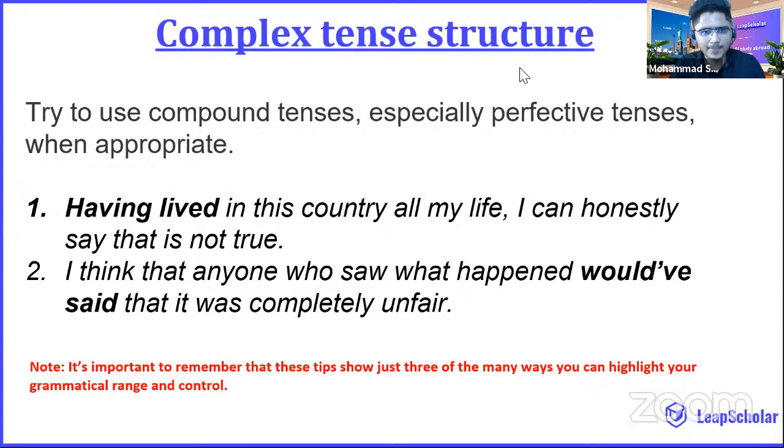Having lived in this country all my life, I can honestly say that it is not true. That is not true. Great. How can we use more complex sentences? Second one also: I think that anyone who saw what happened would have said that it was completely unfair. Vishal, try to read a bit slowly and open your jaw while you're reading. Please read it again. I think that anyone who saw what happened would have said that it was completely unfair.